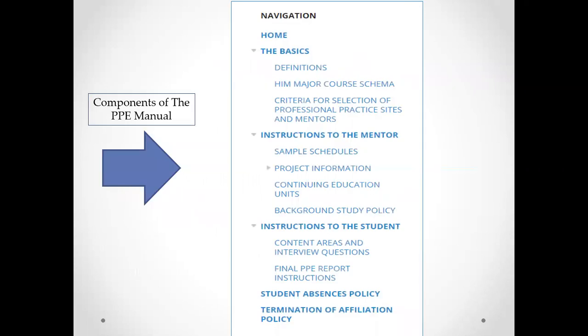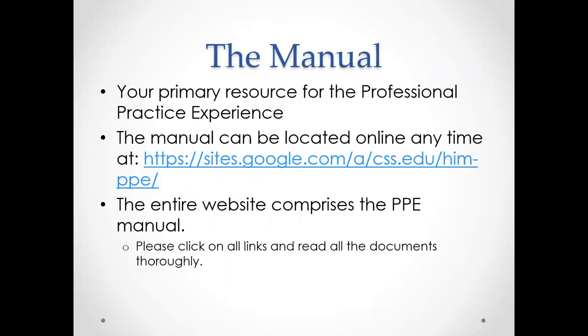Okay, so I think I skipped a slide. Hold on. Okay, there we go. So the manual is really the primary resource for your PPE, okay? And as I said before, you need to review it in its entirety, okay? It is the primary resource also for the PPE course in terms of preparing you for the PPE and assisting you while you're on your PPE, okay? And you really need to refer to this constantly while you're at your affiliation PPE. The manual will guide your experience, and it will also provide you with content areas that you need to address while you're on the PPE.